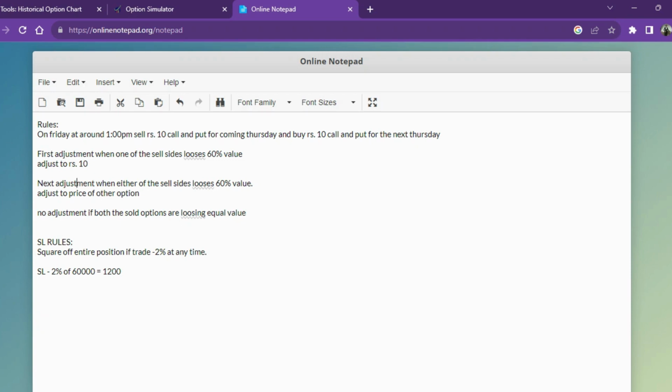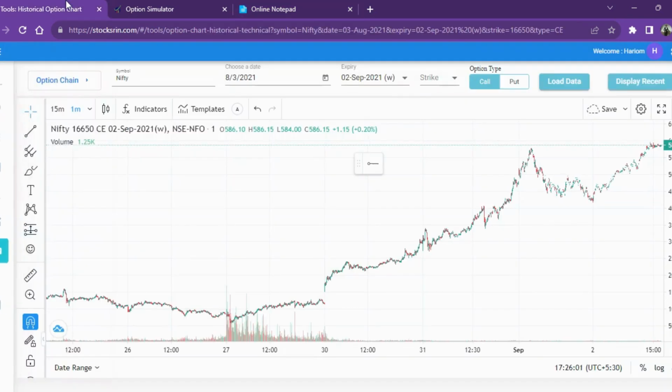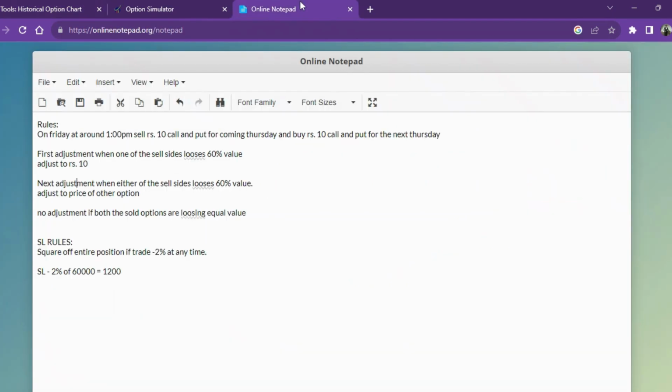So in this video I'll be backtesting the calendar spread strategy, and this time instead of Opstra I would be using a new website that I've found. So here you can see the name of the website. It's stocksrin.com, and let me just show you the rules first and then let's get to the backtesting.